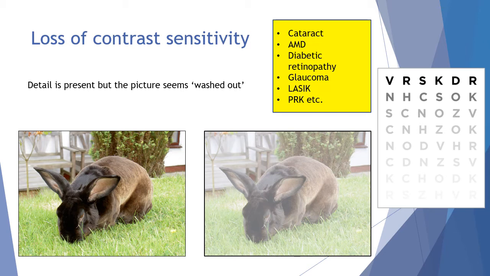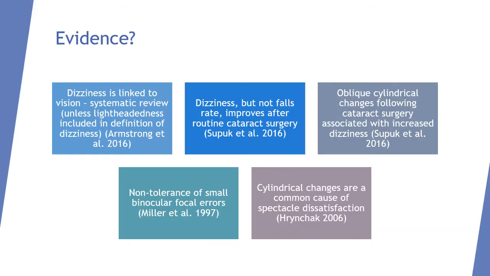So we know that all these types of visual impairment can be linked to dizziness and falls. But what evidence do we have? We're all told to use evidence-based optometry. So here's some evidence to help you along there. A systematic review of the literature revealed that dizziness is linked to vision, so long as lightheadedness isn't included in that definition of dizziness. We also know that dizziness improves after people have had cataracts removed. So after you've made their vision better, their dizziness decreases.